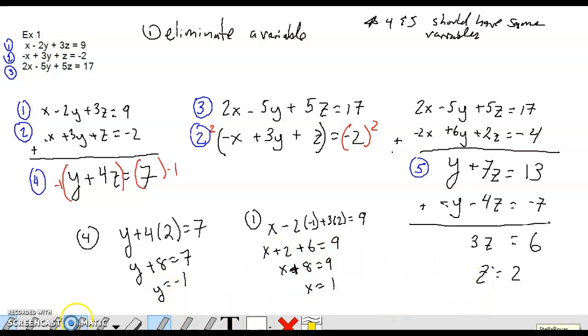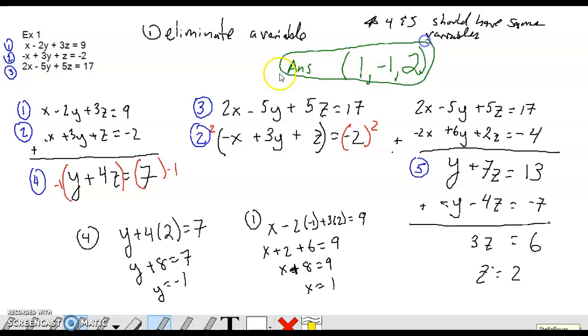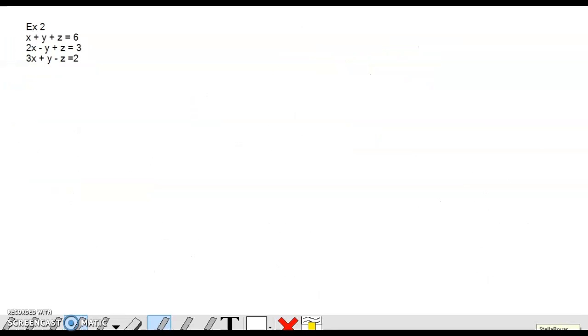So here is our lovely answer. I'll put it up here. So it's an ordered triple. So x comes first, then y, then z. So this is our answer. So that means these numbers are going to work in the first, second, and third equation. Okay, so go ahead and pause the video and try example number 2 on your own. And when you are ready, I will also show you how to do that.